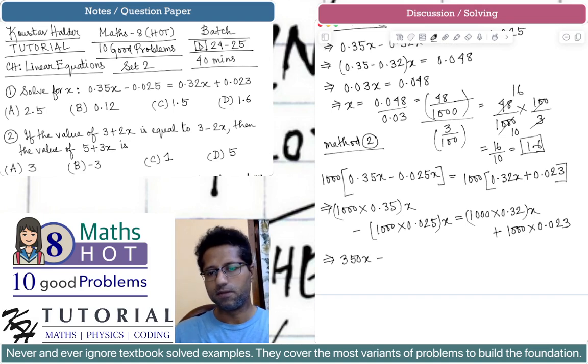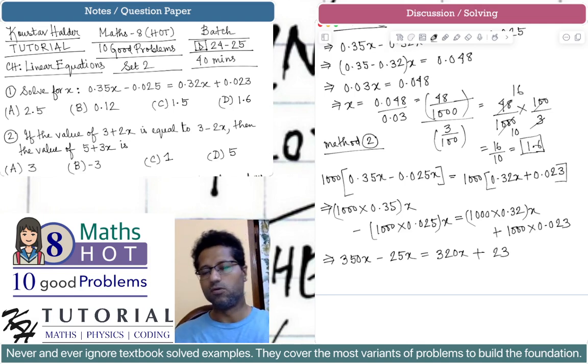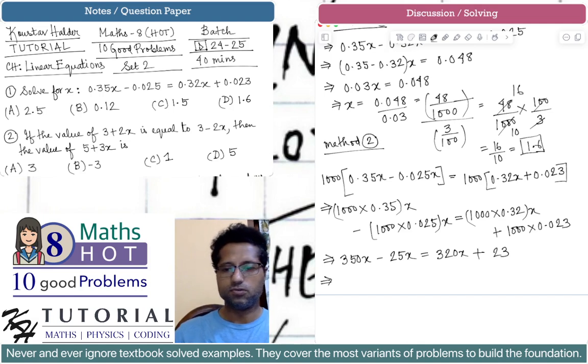After further simplification, we get 1000 multiplied by 0.35 is 350x, minus 1000 multiplied by 0.025 is 25x. On the right hand side, 1000 multiplied by 0.32 is 320, so we have 320x plus 1000 multiplied by 0.023 is 23. So we have this equation where there are no more decimal constant terms or decimal coefficients of x. Now you proceed as usual.